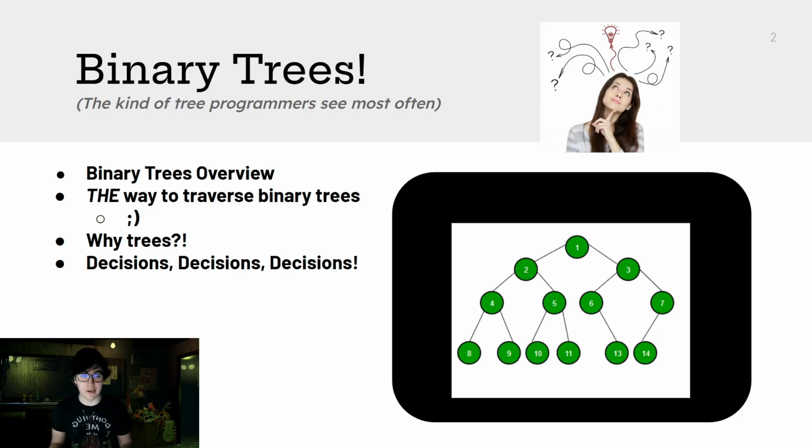So we all know about recursion, right? Elephant in the room, recursion. So why are we using trees? They tend to be very useful. So yeah, and decisions, we're going to be looking at decisions. So let's get into it.